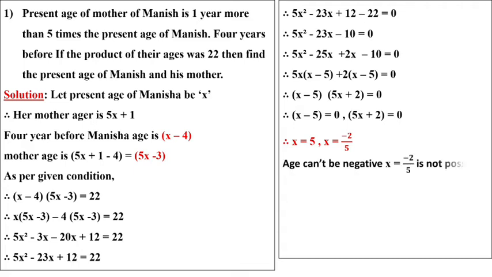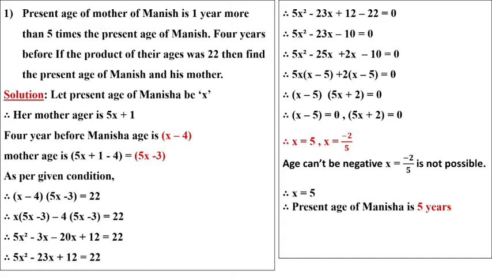It means the age cannot be negative. It means x equal to minus 2 upon 5 is not possible. So we will take x equal to 5. So what is the present age of Manish? We have taken x, so the present age of Manish is 5 years.